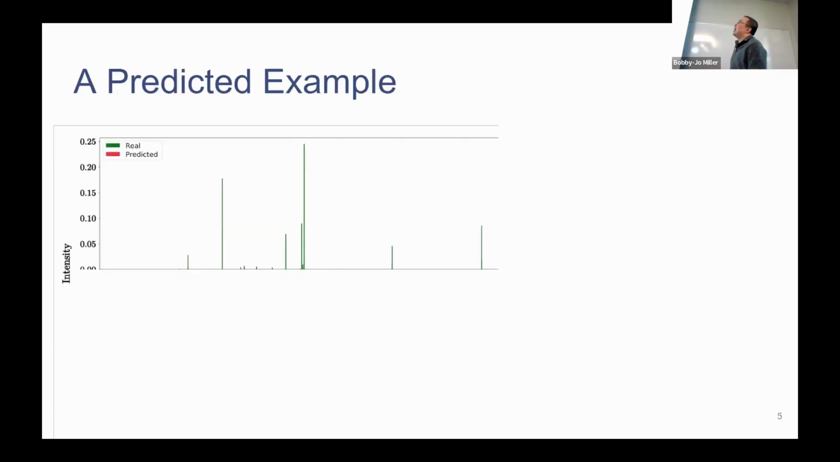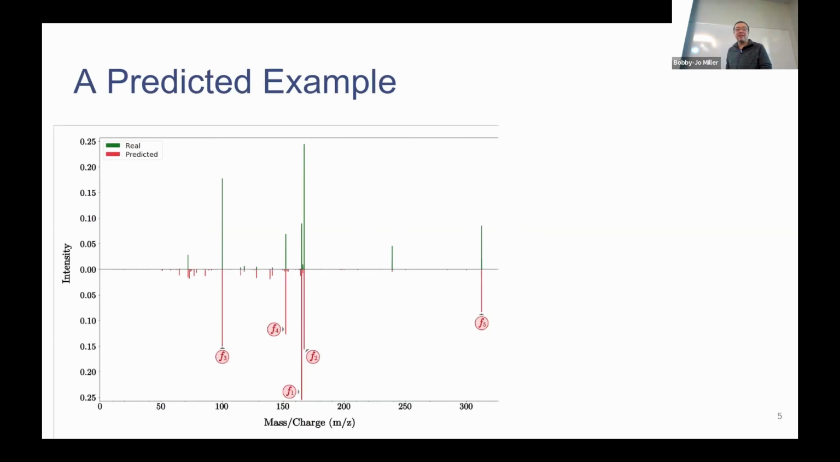So let's first look at a predicted example. This is an actual real example. I can't remember what the structure is. I randomly picked one from our testing set, and this is our predicted one. We call this a mirror plot. The green ones are the real ones. The red ones are the predicted ones.